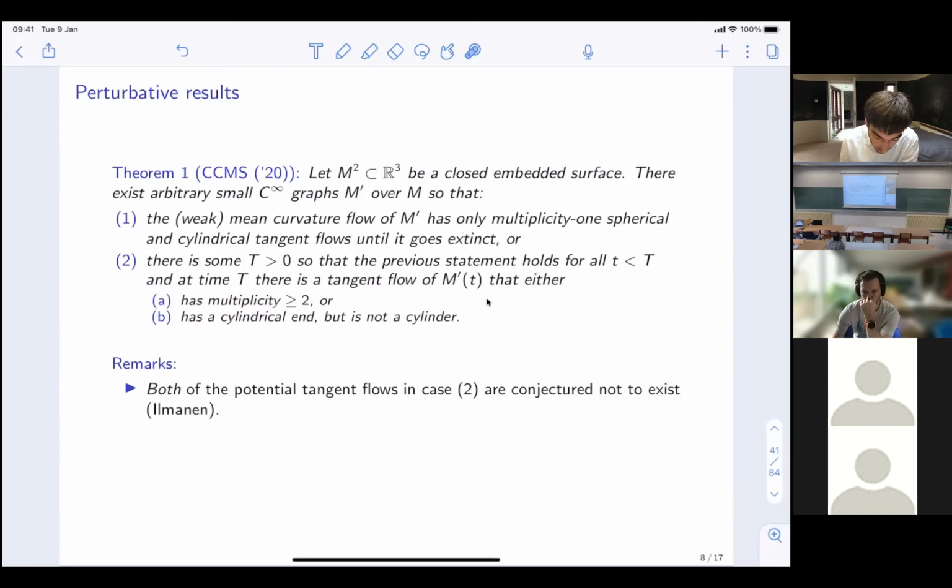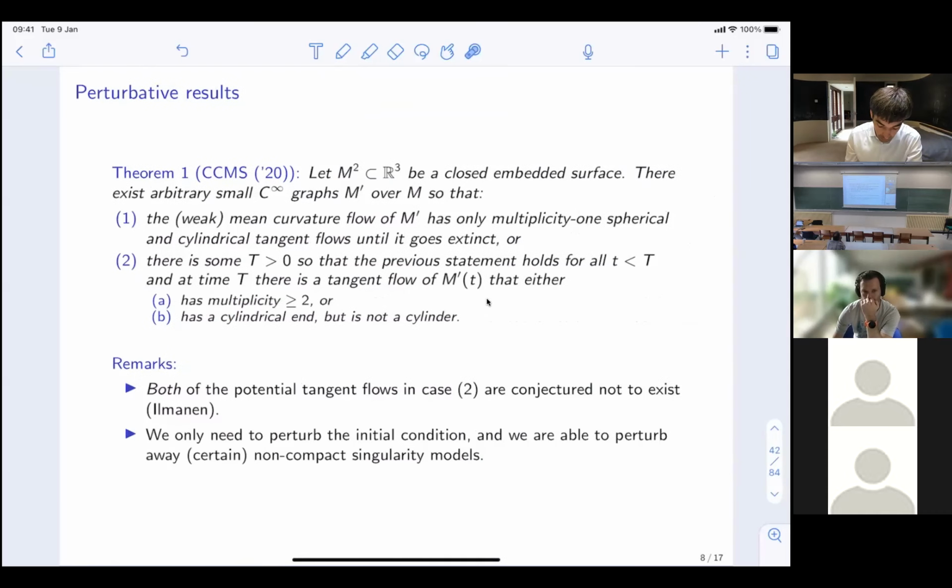If these conjectures are true, then our result says you can really just wiggle the initial data and you get a generic flow going completely through singularities. Everything is just neck pinches, so more or less you get what you get for Ricci flow in dimension 3, which is very good because then you can start to track topology and stuff like that. As I said, the important thing is we only need to perturb the initial condition, and we are able to perturb away these asymptotically conical tangent flows and compact ones.